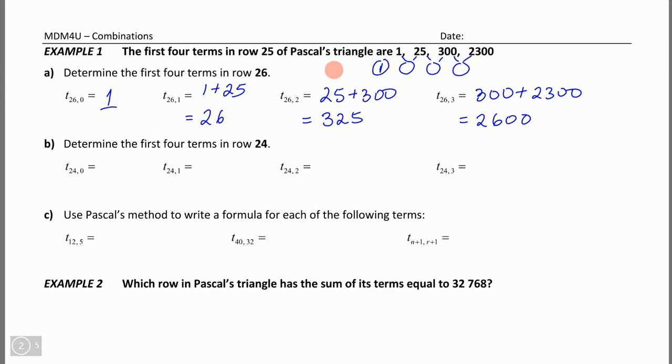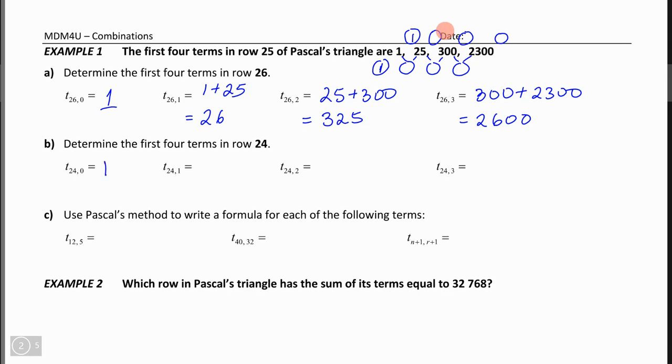Okay, part B. Determine the first 4 terms in row 24. So now we're not going to go further ahead. We're going to go 1 row backwards. So it turns out if these 2 numbers, there will be a number up here, there will be a number up here, there will be a number up here, and there will be a number up here if I'm trying to kind of reconstruct what that triangle looks like. Now we already know the first number of every row in Pascal's triangle. That's going to be a 1. So I already know the first one is going to be a 1.